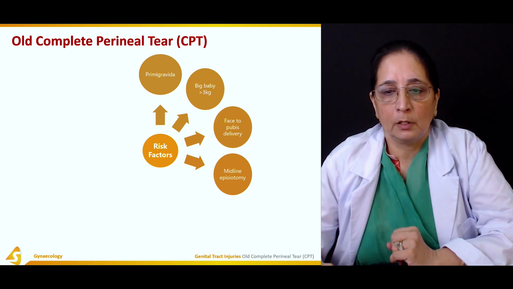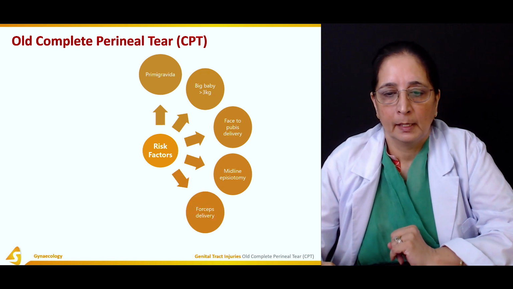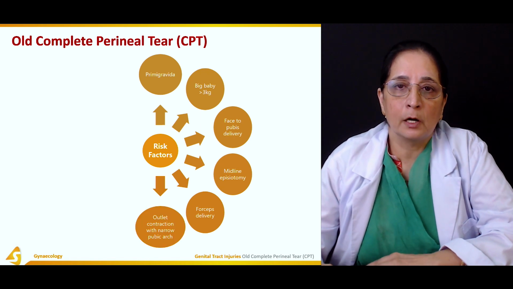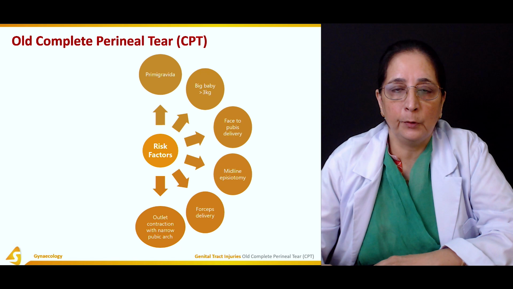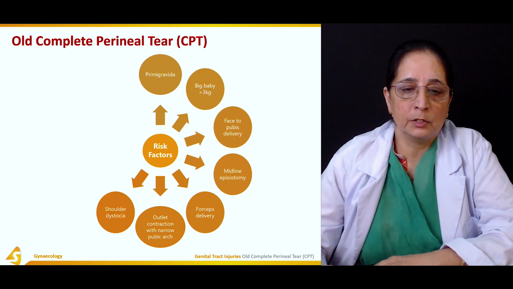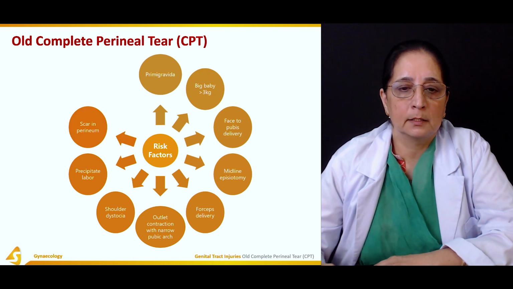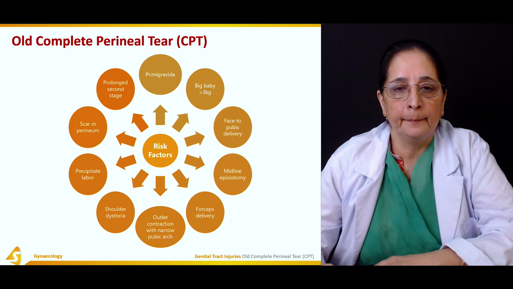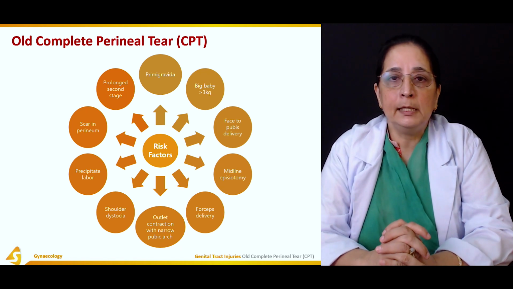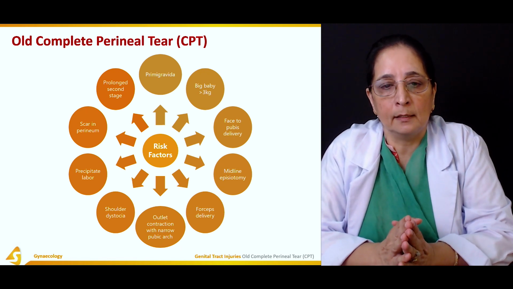Midline episiotomy leads to perineal tear. Forceps delivery, outlet contraction with narrow pubic arch, shoulder dystocia, precipitate labor, scar in the perineum, and then prolonged second stage of labor. All these are the risk factors that can cause perineal tear.